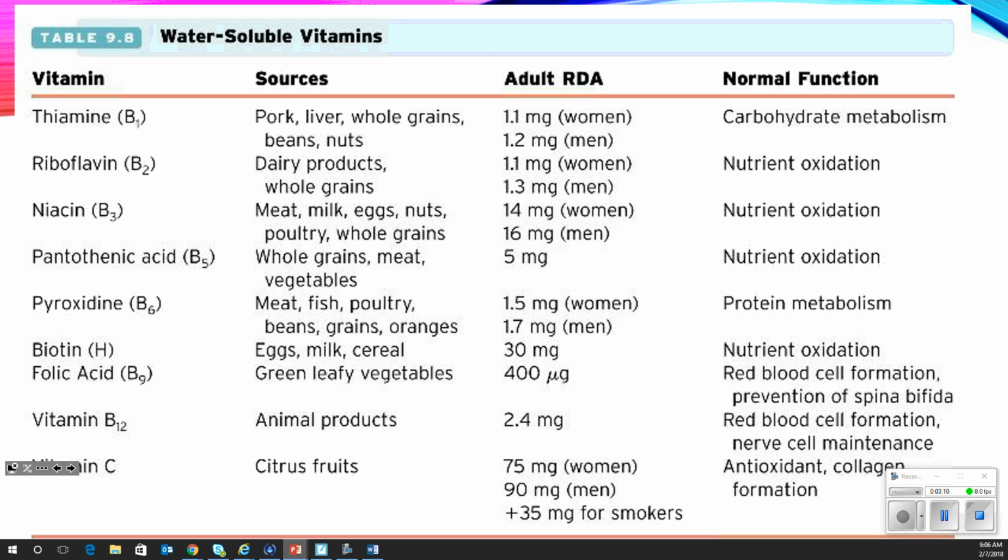You can see on the adult RDA, that's the recommended daily allowance, how much you need. They're all in milligrams. They don't need very much. One of them is microgram, which is the folic acid. That would be 0.4 milligrams. And you see what they're used to function for. So carbohydrate metabolism, nutrient oxidation, protein metabolism, again, nutrient oxidation, and then the folic acid and vitamin B12 are for blood cell formation and the prevention of spina bifida and nerve maintenance. And then vitamin C is an antioxidant and helps with collagen formation.